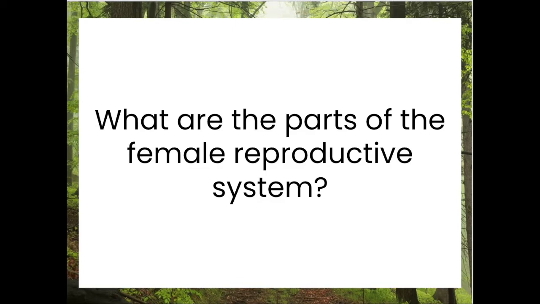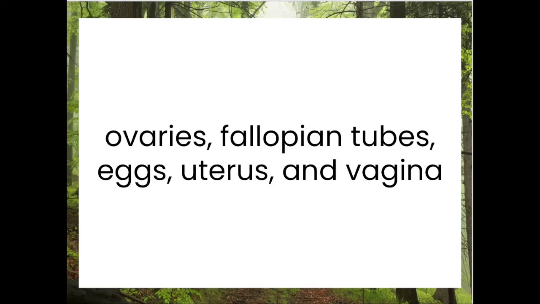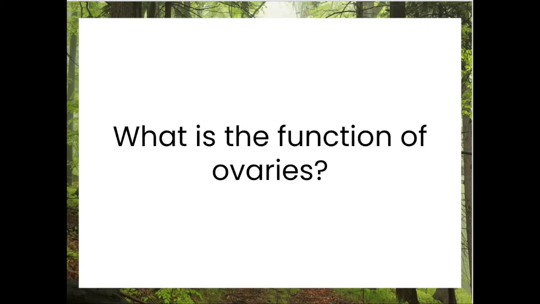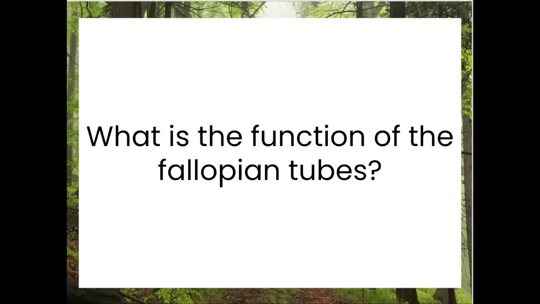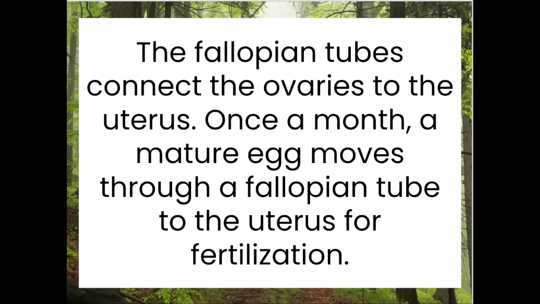What are the parts of the female reproductive system? Ovaries, fallopian tubes, eggs, uterus, and vagina. What is the function of ovaries? Ovaries produce eggs, progesterone, and estrogen. What is the function of the fallopian tubes? The fallopian tubes connect the ovaries to the uterus. Once a month, a mature egg moves through the fallopian tube to the uterus for fertilization.